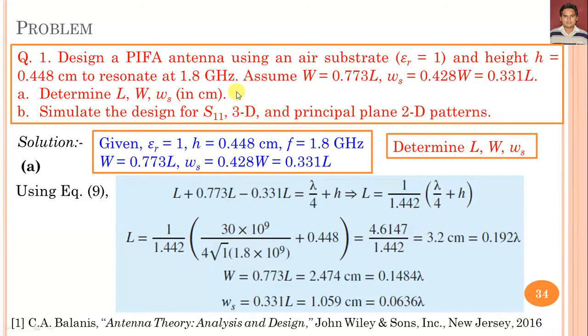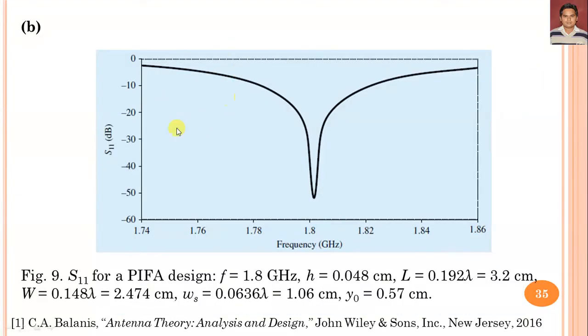Further, this problem was simulated on specific software, and the 3D and principal 2D patterns were observed along with S11. This was simulated in HFSS by the professor, and we are considering this figure from this book. Here you can see this is the F, then H, L, W, WS, and Y naught that we have calculated. Then we get the resonance around 1.8 gigahertz, which is slightly deviated, as you can see.